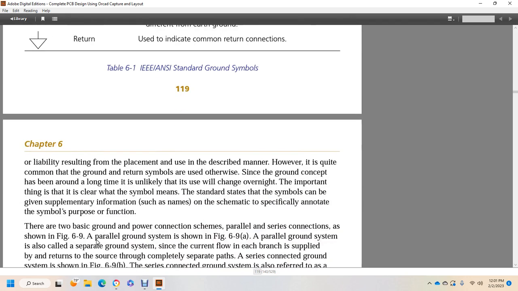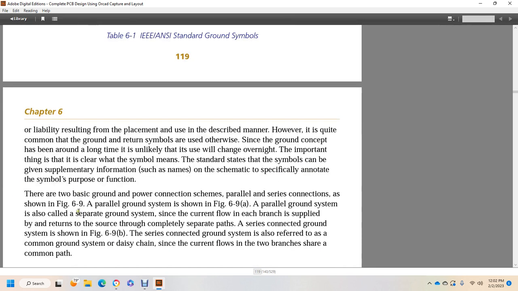IEEE disclaims any liability resulting from the placement and use of the symbols in the described manner. The common ground return symbol may be used otherwise, and the ground concept has been around a long time, unlikely to change overnight. The important thing is to declare what the symbol means, and the standard states the symbol can be given supplementary information, such as names, specifically to clarify the symbol's purpose and function.